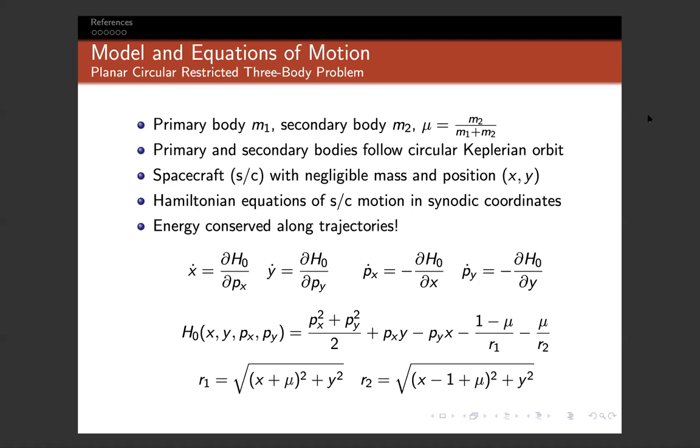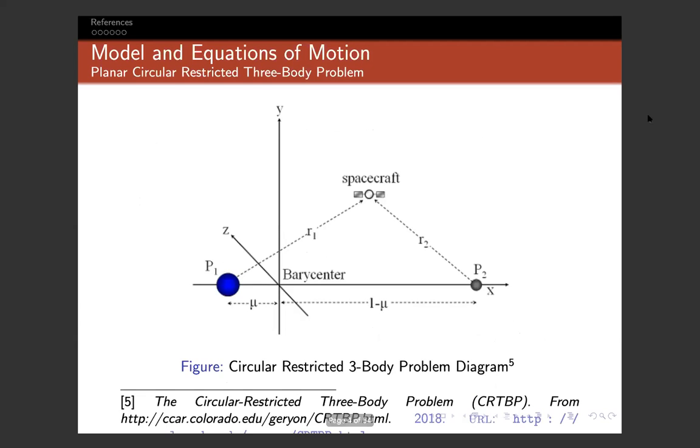So just a little bit of background. Most of you should be familiar with the planar circular restricted three-body problem. In this, we have the primary and secondary bodies M1 and M2, the mass ratio M2 over M1 plus M2, and M1 and M2 just follow a circular Keplerian orbit around each other, around their barycenter. And then we consider the motion of a spacecraft with negligible mass and its position xy in the plane. The equations of motion for the spacecraft are Hamiltonian, and energy is conserved along the trajectories. This H sub 0 is the Hamiltonian, which is preserved along the trajectories in the planar circular problem. Of course, this is the basic configuration that we consider.